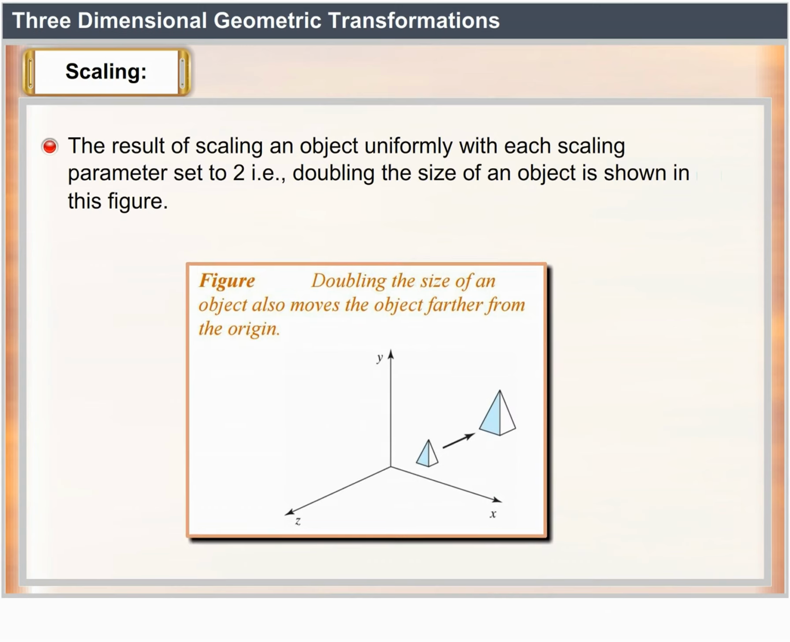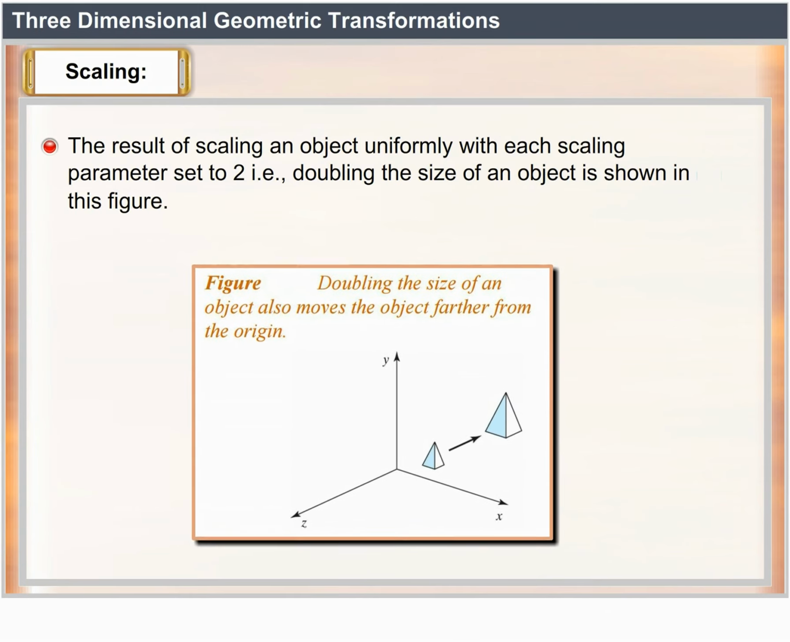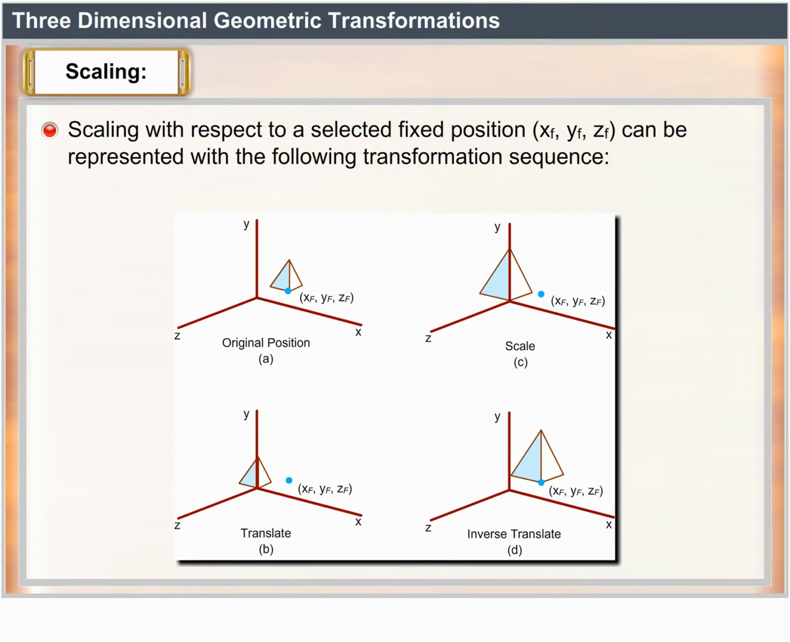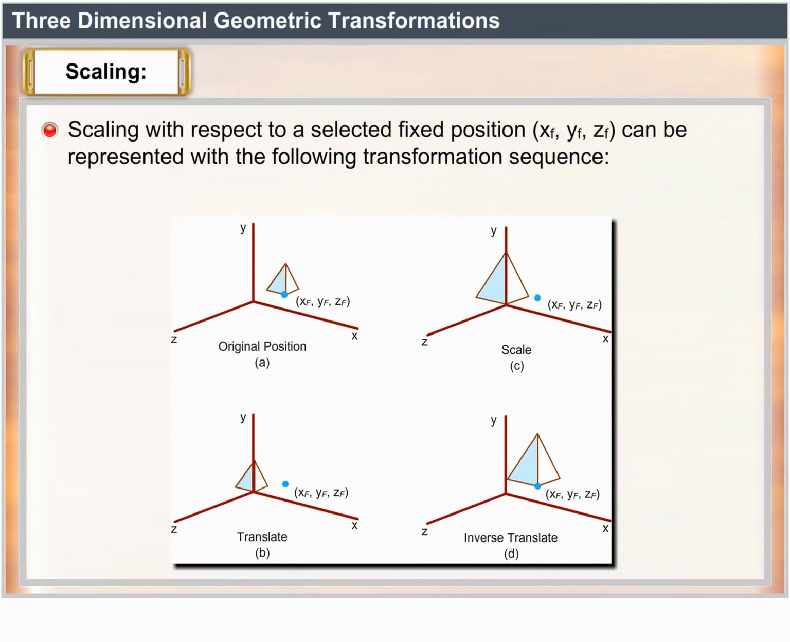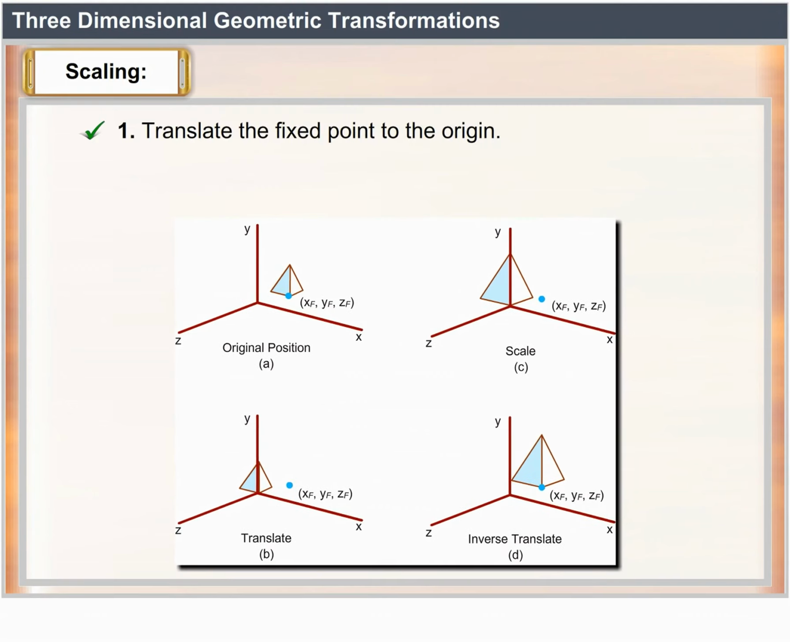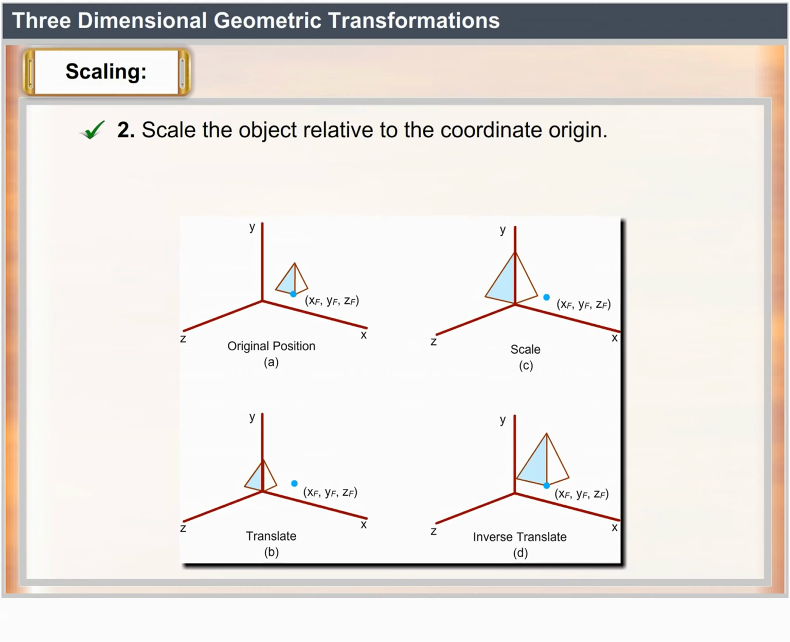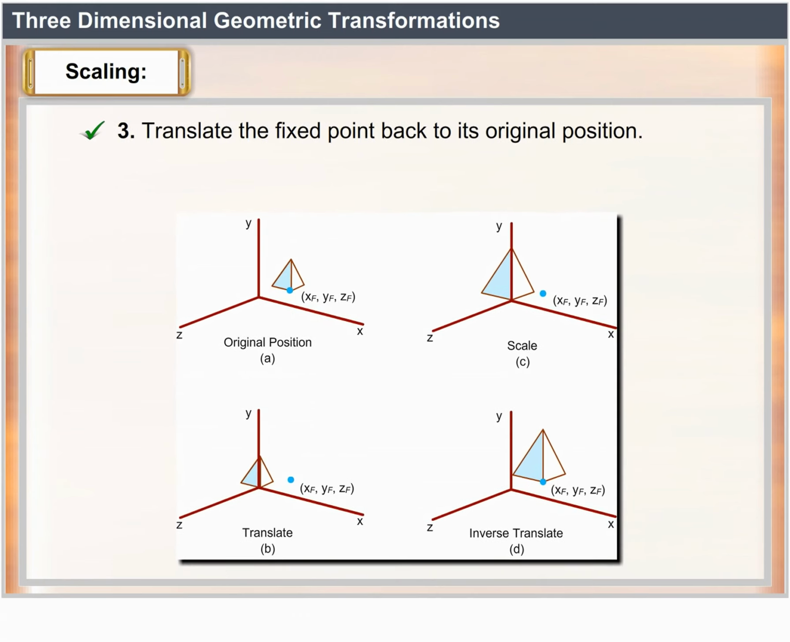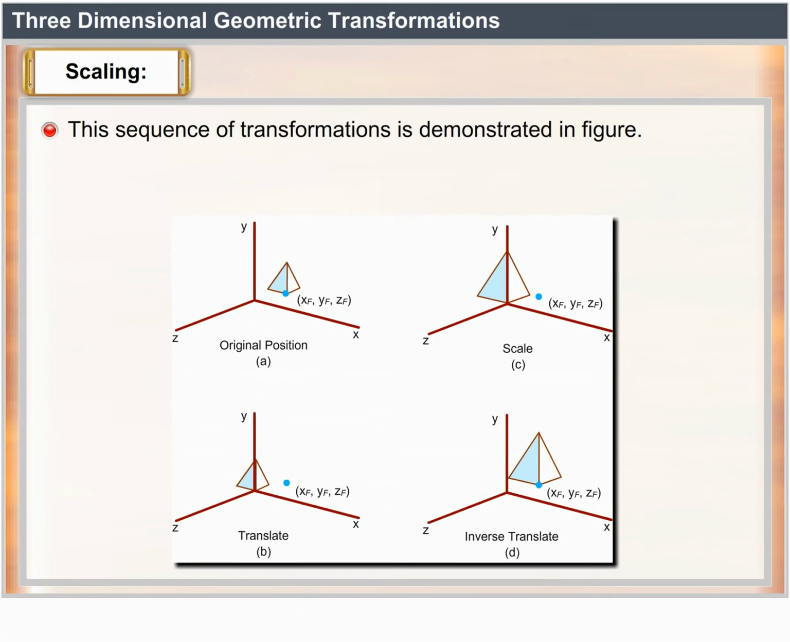Scaling with respect to a selected fixed position (xf, yf, zf) can be represented with the following transformation sequence. 1. Translate the fixed point to the origin. 2. Scale the object relative to the coordinate origin. 3. Translate the fixed point back to its original position. This sequence of transformations is demonstrated in this figure. The figure shows that scaling an object relative to a selected fixed point is equivalent to the sequence of transformations shown.